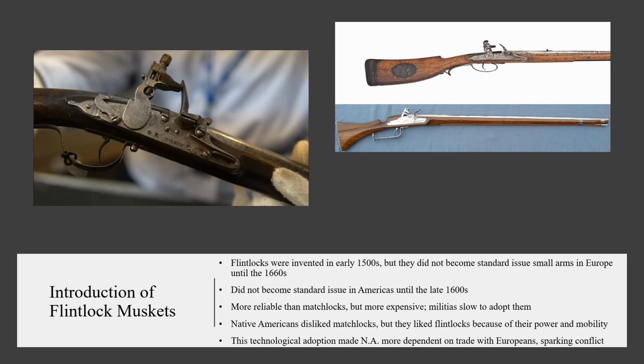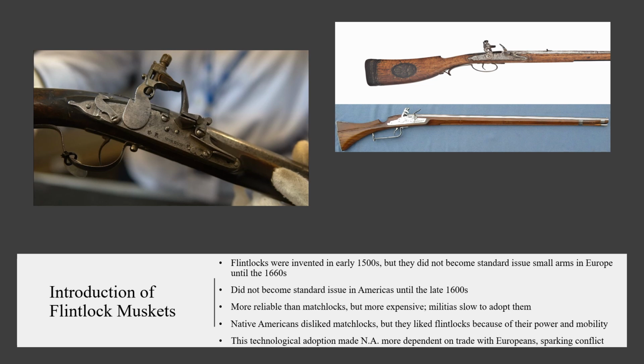The introduction of flintlock muskets significantly changed colonial warfare. Flintlock muskets were invented in the early 1500s, but they did not become standard issue small arms in Europe until about the 1660s. And they did not become standard issue in the Americas until the late 1600s. It took even longer for flintlocks to be adopted in the Americas, primarily due to their high price. Flintlocks are much more reliable than matchlocks, but they're a lot more expensive, and militias being strapped for cash were slow to adopt them.